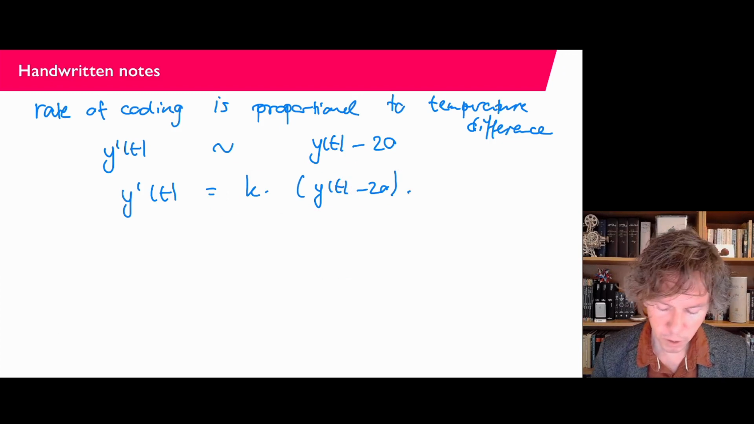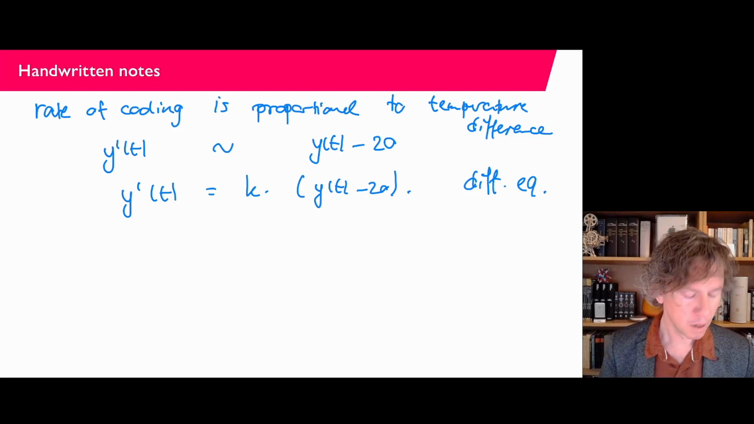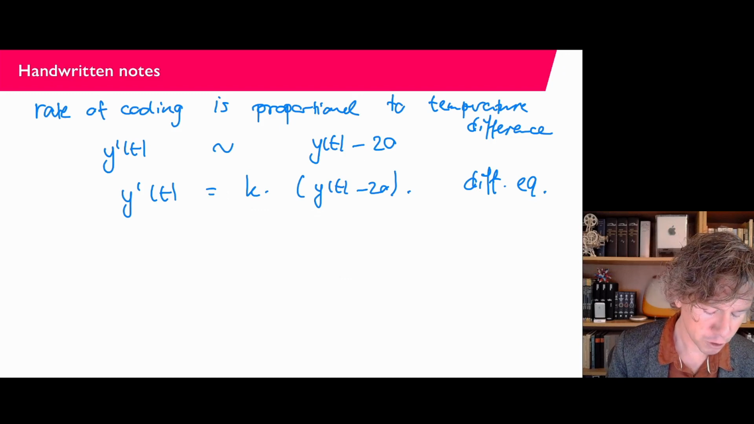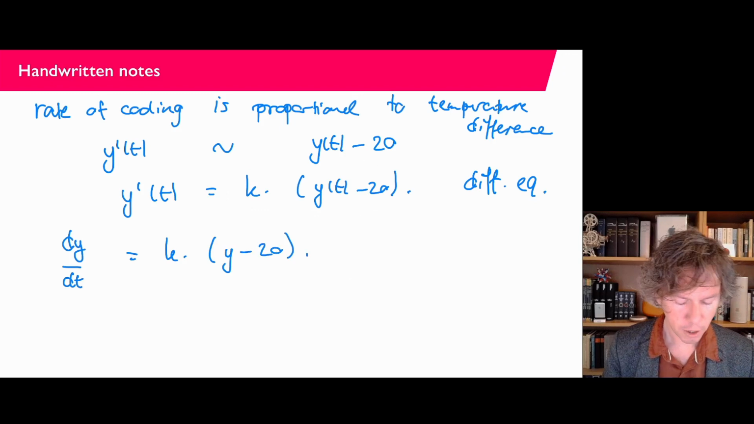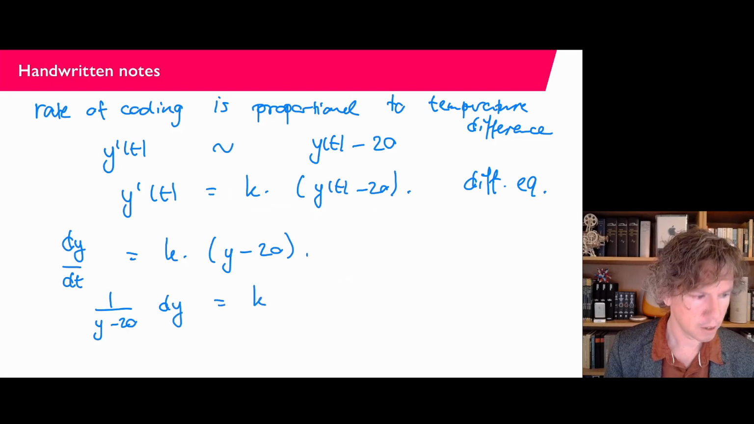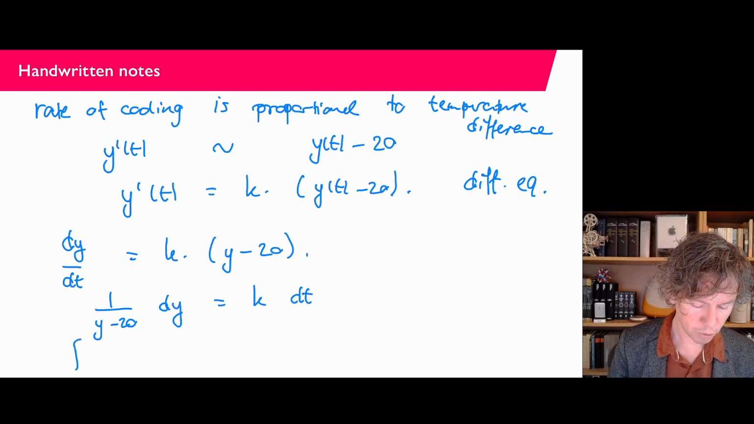So this is again the differential equation. I can solve it using a technique that's very similar to the one for bacterial growth. So I get dy/dt is k times y minus 20. I can rewrite this as 1 over y minus 20 dy equals k dt. And again, I'm going to integrate on both sides of the equation, just as I did in the previous example.